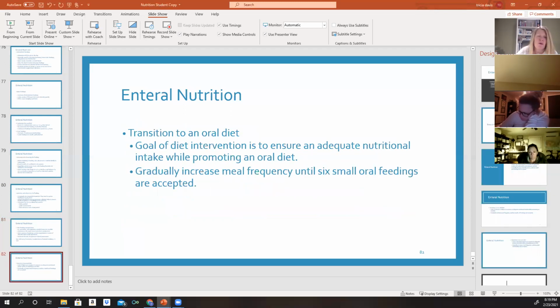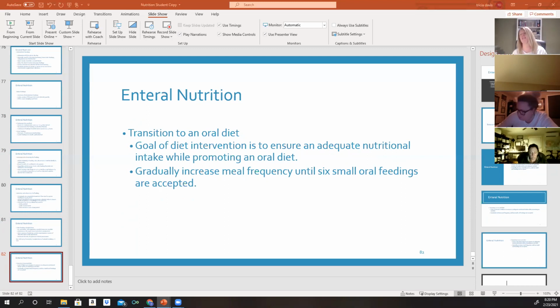So the goal for most people is that you want to transition to an oral diet. Sometimes that's never a goal for some people. They always just stay with this enteral nutrition for the rest of their life. That's the only option. For the majority of people, we want to transition them to an oral diet. A goal of diet intervention is to ensure an adequate nutritional intake while promoting an oral diet. And then we want to gradually increase their meal frequency until 6 small oral feedings a day are accepted.